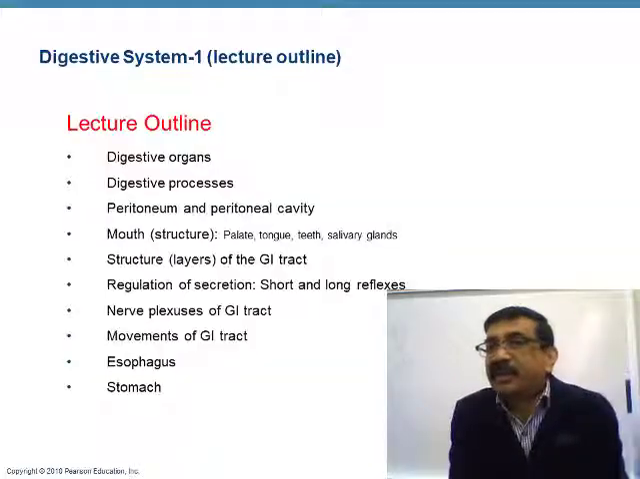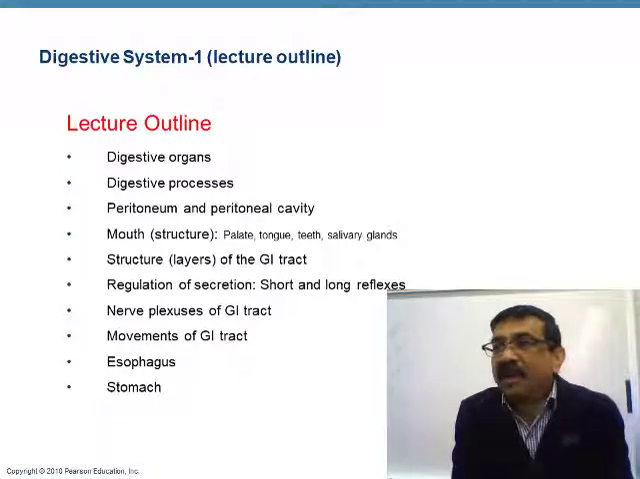We'll start the digestive system. Digestive system is mainly responsible for digestion. That's why it is called digestive system. But this system has other important functions too.